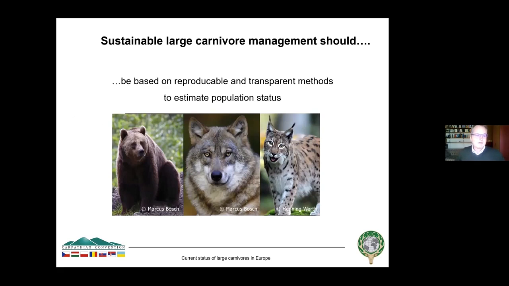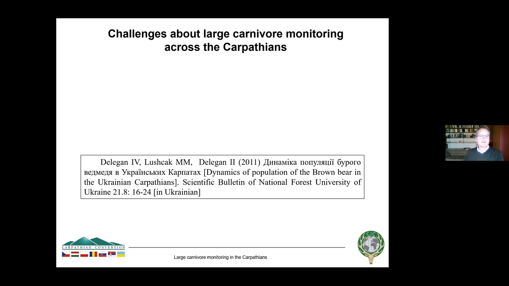If you talk about sustainable use or sustainable management, especially for large carnivores, then we should, of course, base our management on reproducible and transparent methods to estimate population status. Well, if you go to the seven Carpathian countries, then of course you have some challenges about large carnivore monitoring in these countries. And one example is given in this box: reports on population status are available in English, but only in the five European Union countries.